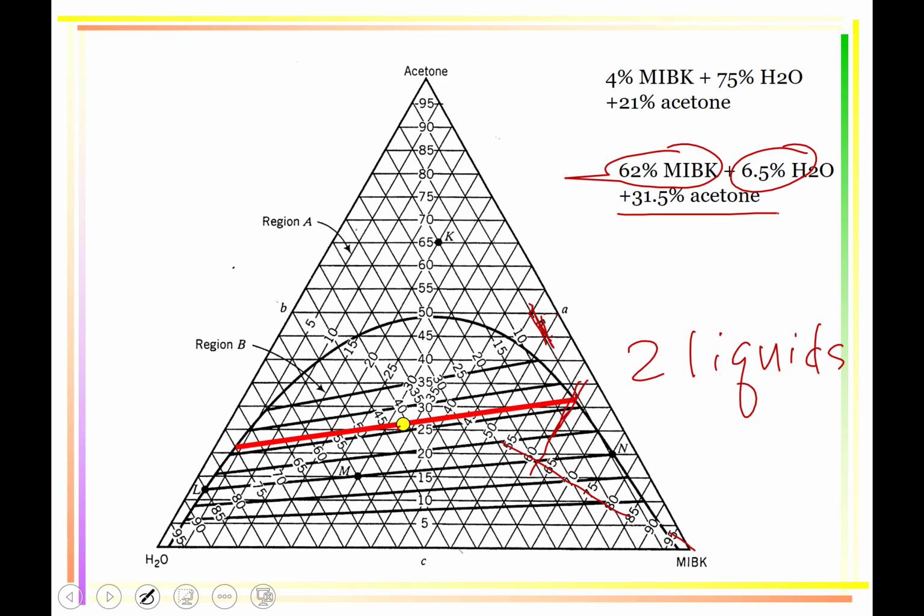And we do the same thing on the other side. On the other side, we have this point here. It's like 4% MIBK. And the water is about exactly 75%. And then the rest is acetone. So hopefully you understand how to read the diagram.